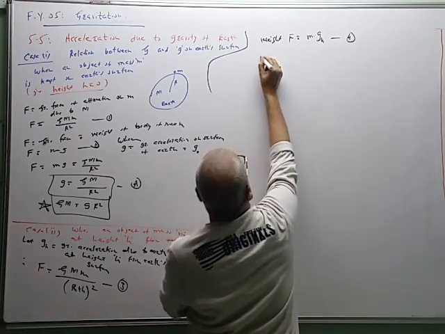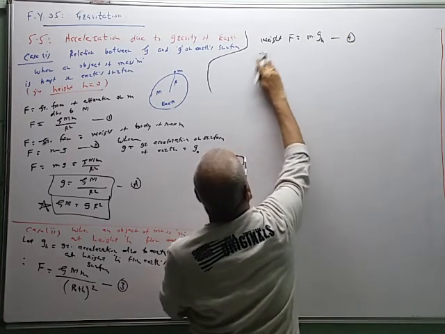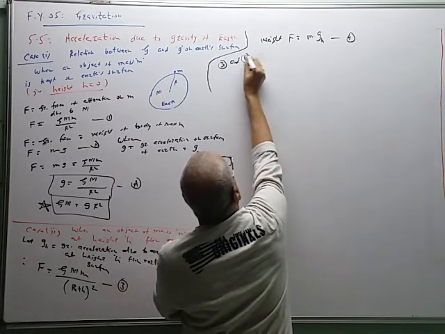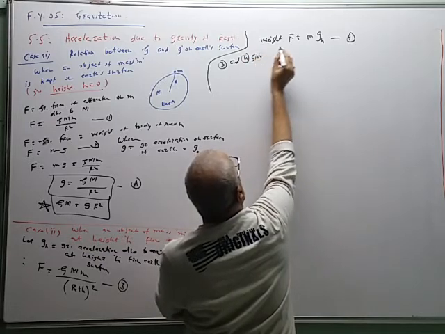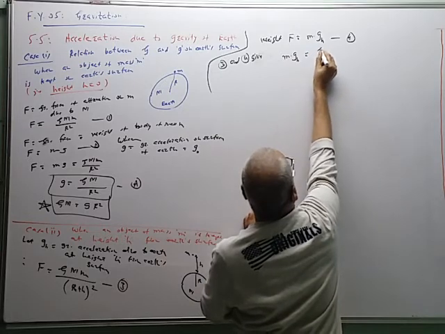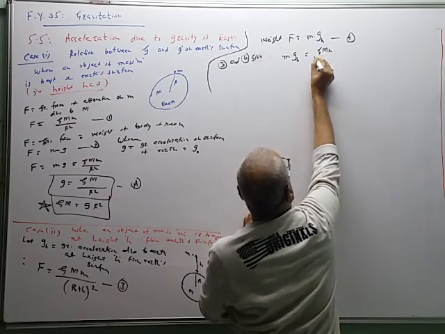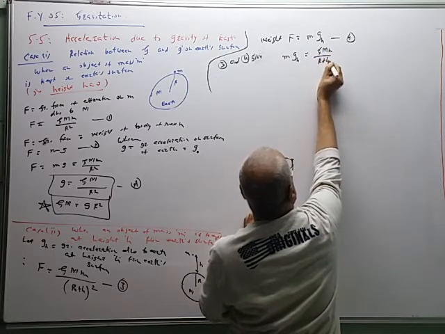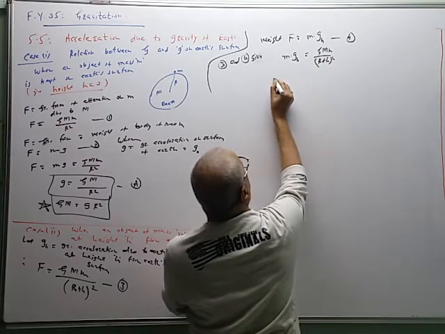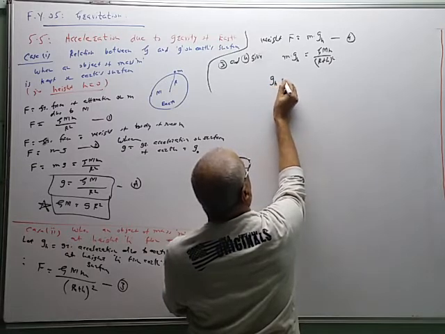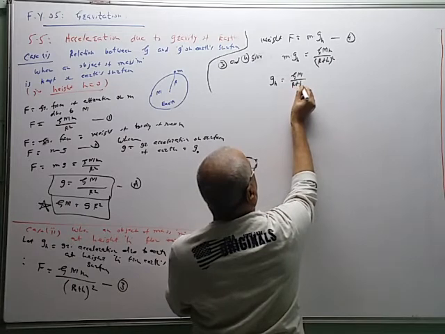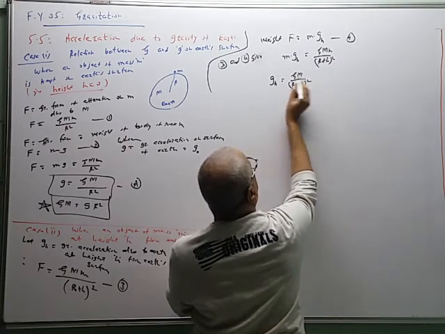So 3 and 4 give m into gh, gravitational acceleration at h, is equal to GMm upon R plus h whole bracket square. So m will get cancelled. So gh is equal to GM upon R plus h whole bracket square.